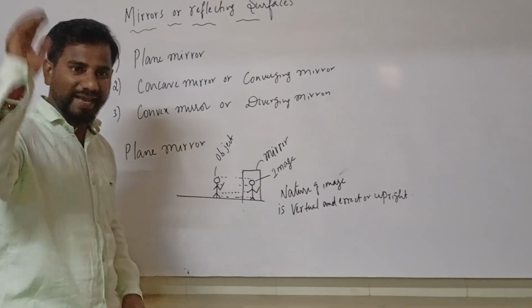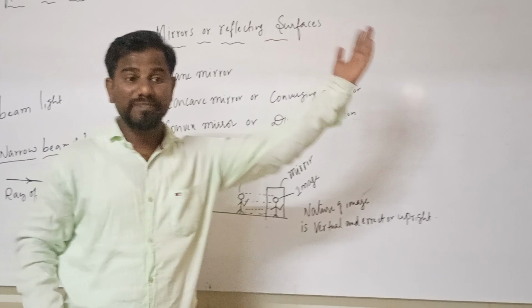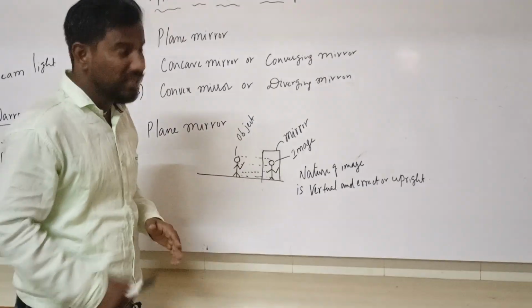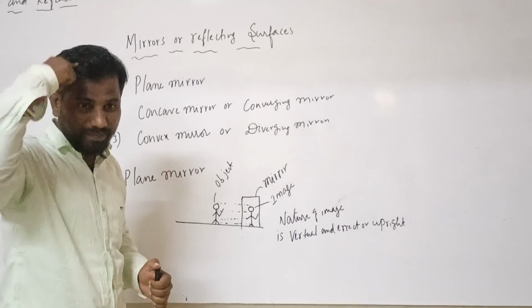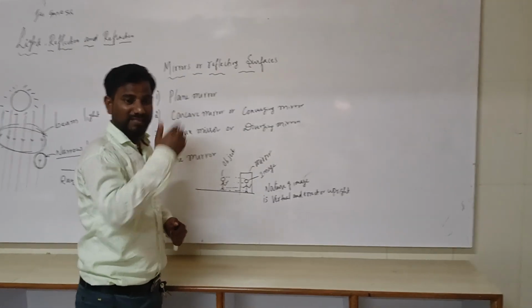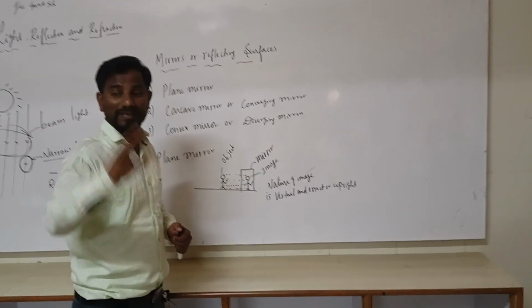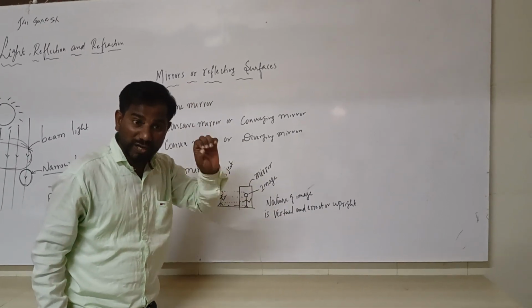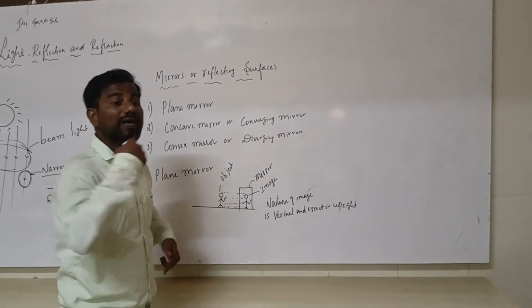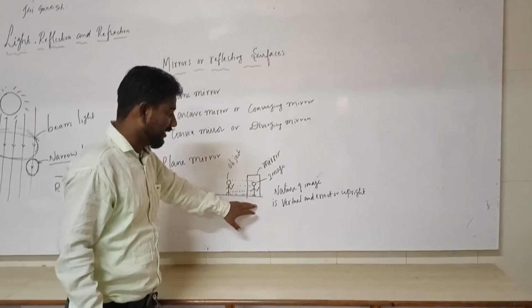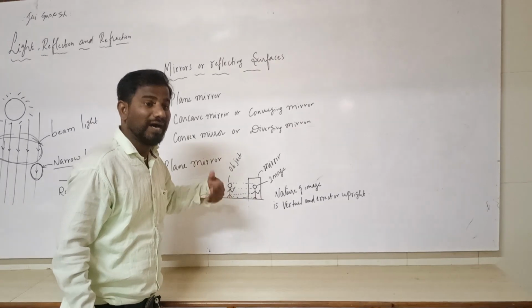Just see here, if I raise my right hand, inside the mirror the image will raise its left hand. If I stand like this, my head is at the top and my legs are at the bottom. In the image inside the mirror, my head is at the top and my legs are at the bottom only. But if I raise my right hand, it shows the left hand. That's why it is virtual. I am standing erect or upright. So the nature of the image in a plane mirror is virtual and upright.